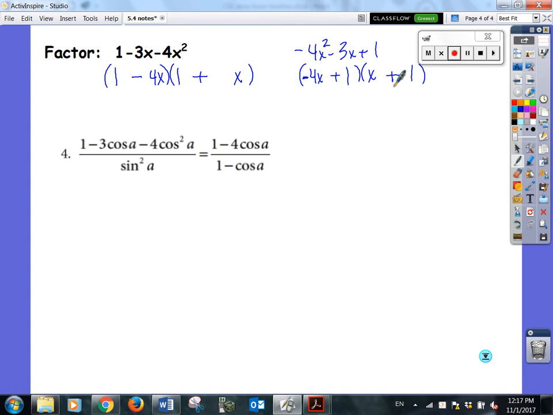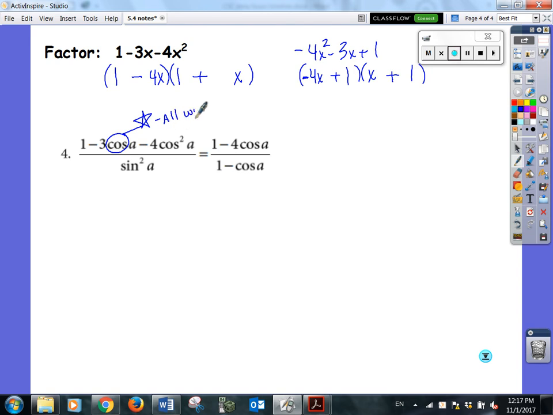Now, I picked these numbers because look at this problem. 1 minus 3 cosine, so I replaced the cosine a with an x. Minus 4, I replaced the cosine squared a with an x squared. It is the exact same problem. So when you see a problem like this that's a trinomial, it's just a factoring problem. But the key to these problems is to look at this word right here. This word right here is the important word.